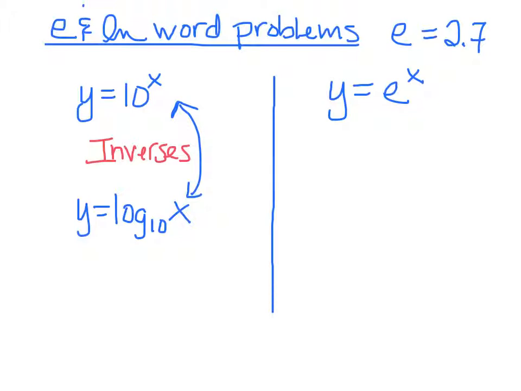It's just not a whole number, whereas over here on the left-hand side, the base number is 10, and 10 is a whole number. So sometimes we're going to have word problems very similar to our log word problems, but instead of having a base that's a whole number, like 10 or 12 or whatever the case may be, we're going to have a base with E. So E also has an inverse, and its inverse is called the ln of x.